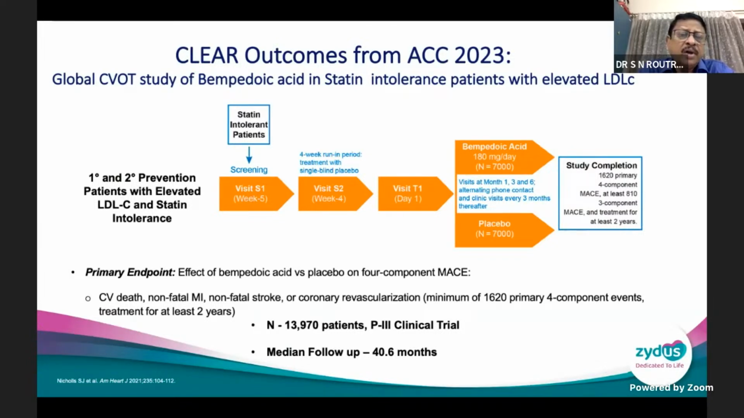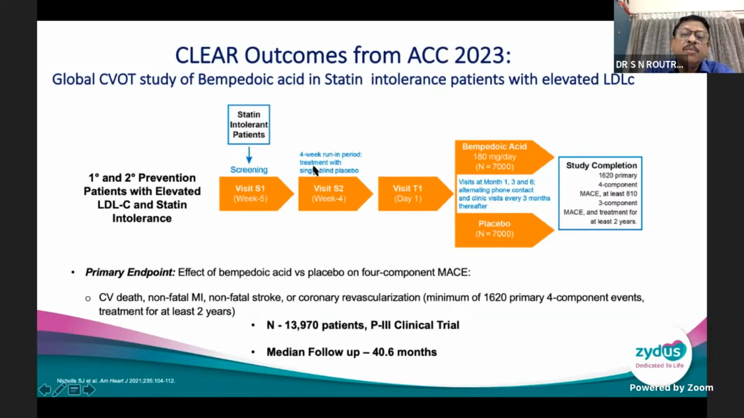If you see here, what is the criteria for inclusion? This is a global CVOT study of bempedoic acid in statin intolerant patients with elevated cholesterol. These patients did not tolerate statins, or the patients are not willing to take statins, and these patients are included. They are primary and secondary prevention patients with elevated LDL cholesterol and statin intolerance.